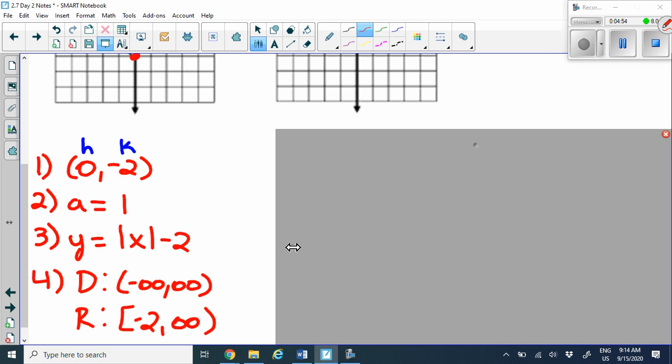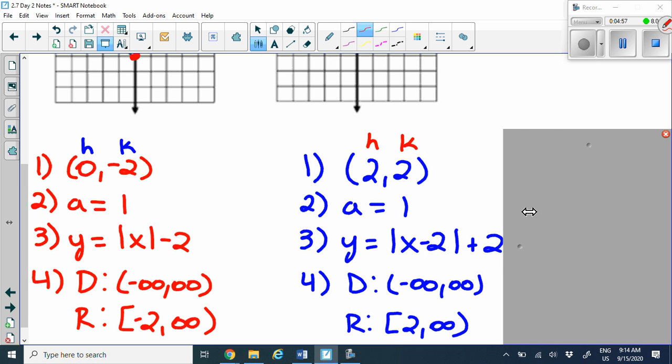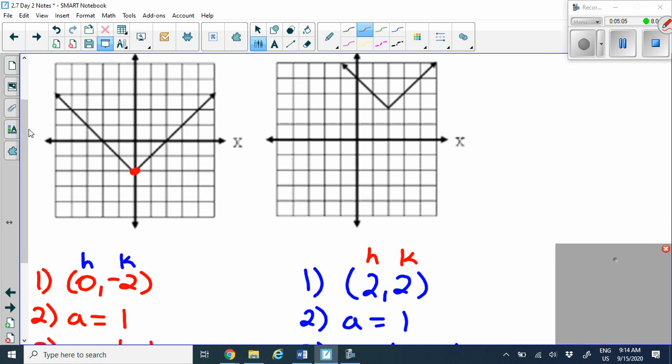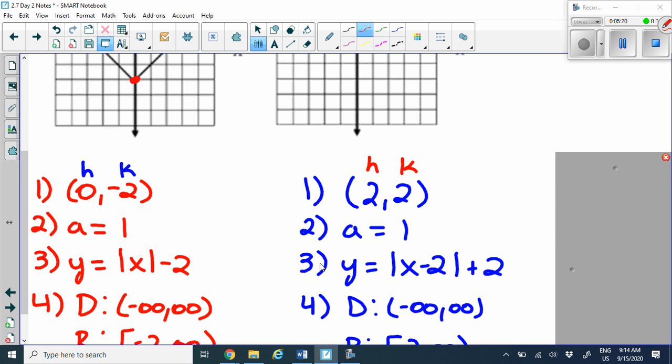Okay, let's look at the answers for our last example. Okay, so our vertex here is 2, 2, so we're changing it up. There we go. Our a value is once again 1, so since we open up, we get a positive a, and it just seems like we go up 1 over 1, up 1 over 1, so it simplifies to 1. So our equation should be y equals, and then in the absolute value of x minus 2, remember I do the opposite of what I see for h, and then k is going to be exactly as I see it, so since I see a positive 2, I have plus 2.